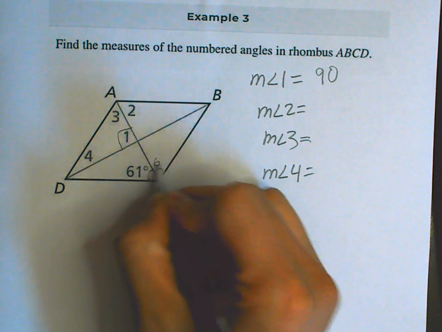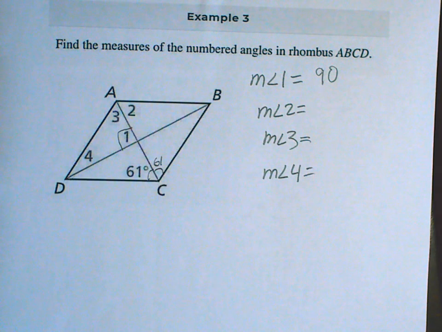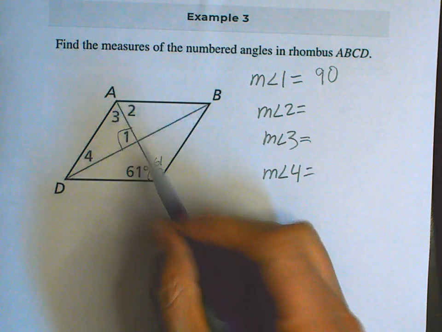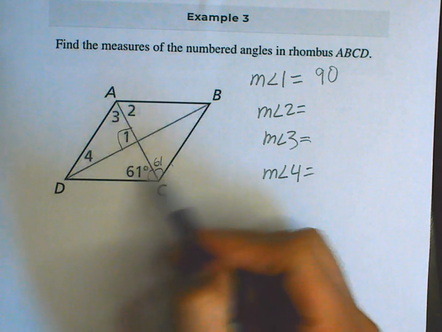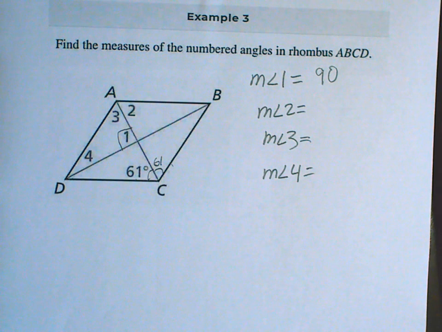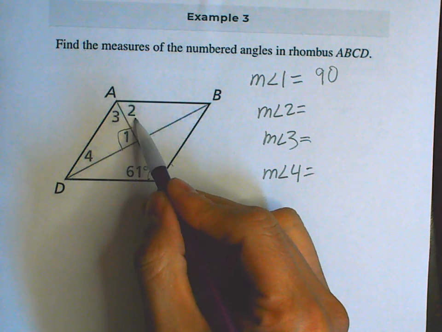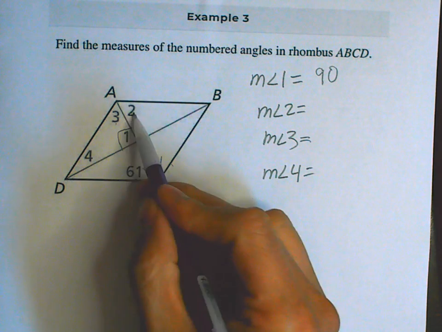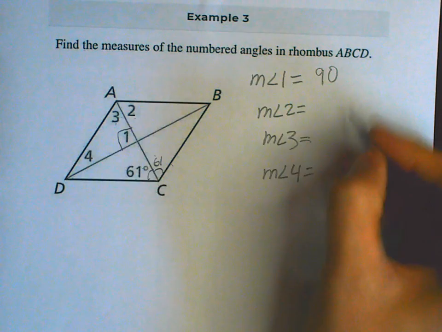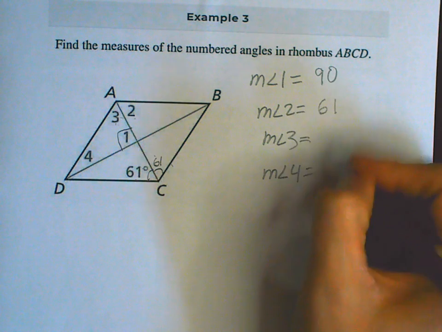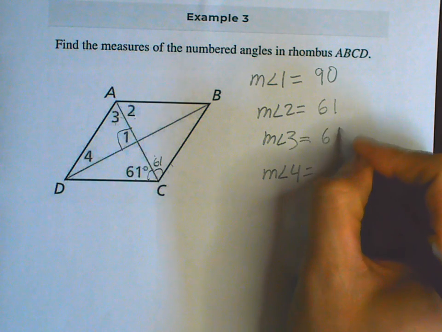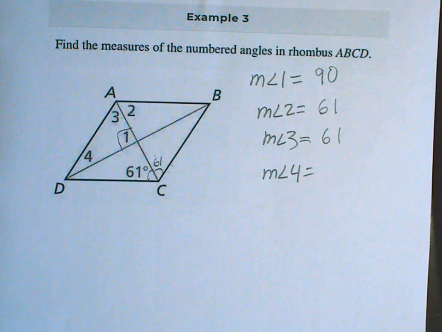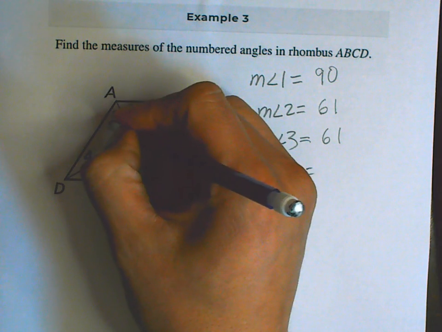So this is 61. Now remember, these angles, angles A and C, they're opposite angles. So therefore they should be congruent. So that means that angles 2 and 3 also have to be 61, also by alternate interior angles. So angle 2 is 61 and angle 3 is also 61. So this right here is 61.